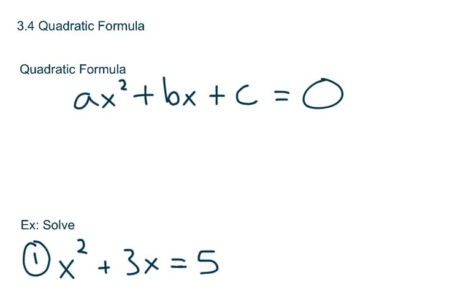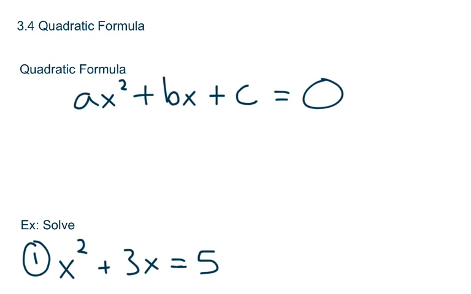Section 3.4 is over the quadratic formula. The quadratic formula I think you're really going to like, because the quadratic formula is a way to solve any quadratic equation. As long as it is written in this form, ax squared plus bx plus c equals 0, you can use the quadratic formula to get the answer, to figure out where the parabola crosses the x-axis.